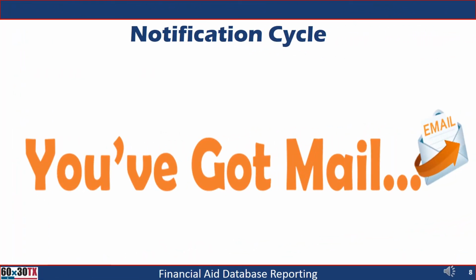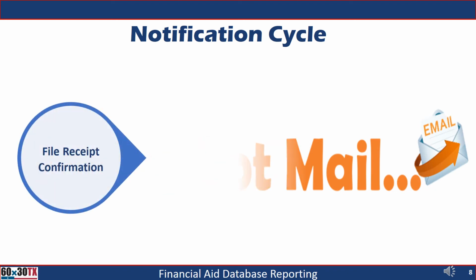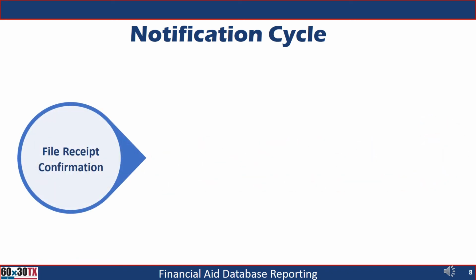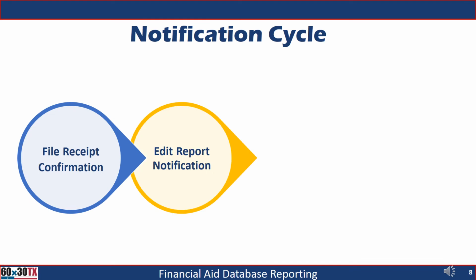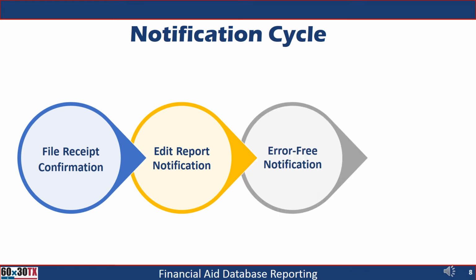All notifications will be sent via email. Once a file is submitted, a file receipt confirmation is automatically sent, notifying the institution that the file has been received. Once the file is processed, an edit report notification is sent. This notification indicates that an edit report can be retrieved from the FAD's output folder in MOVA DMZ. When the file is processed without errors, an error-free notification will be sent. This is new for FY18.